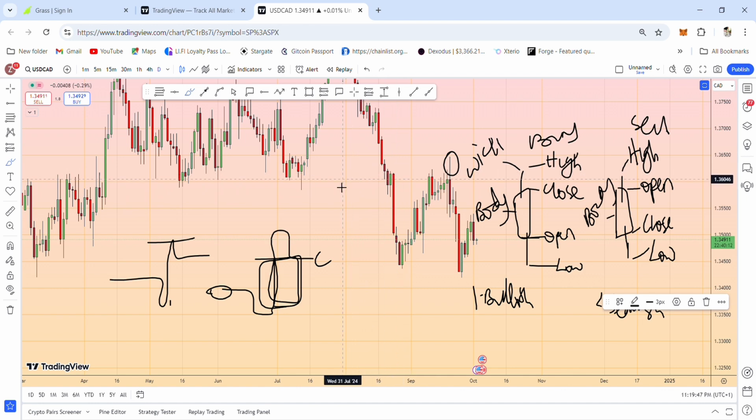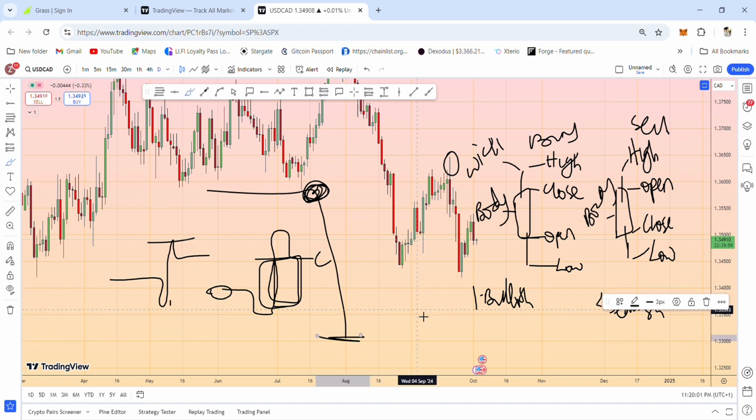For a bearish candle, when price opens and goes down, that means the opening price is higher than the closing or the low price. But when a candle opens and goes up to a higher price, that means the opening price is lower than the closing price, which is bullish. So we have different types of candlesticks.